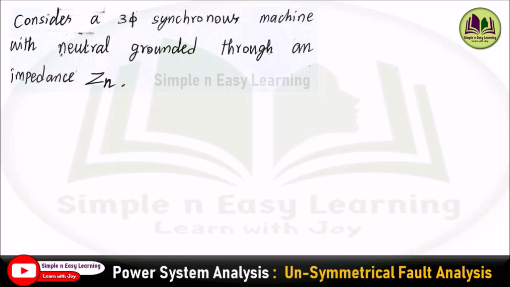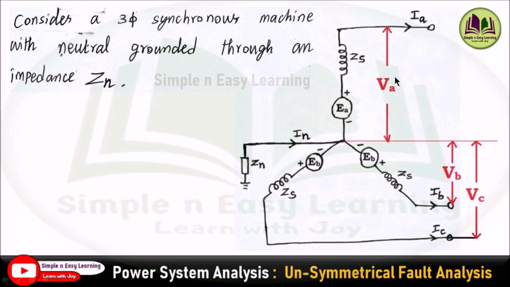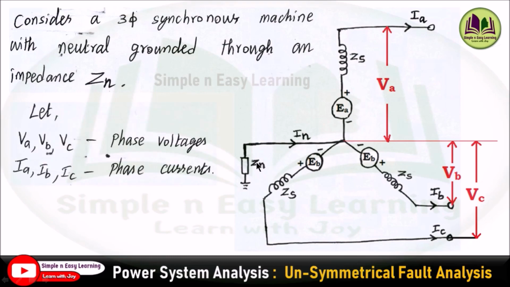Consider a three-phase synchronous machine with neutral grounded through an impedance Zn. So this is your synchronous machine representation. The A phase has a generated EMF EA and the synchronous impedance Zs. Similarly for B phase and C phase, and the currents are IA, IB, and IC, with the corresponding phase voltages VA, VB, and VC. The neutral is connected to ground through an impedance Zn. Let VA, VB, VC be the phase voltages, and IA, IB, IC the phase currents.